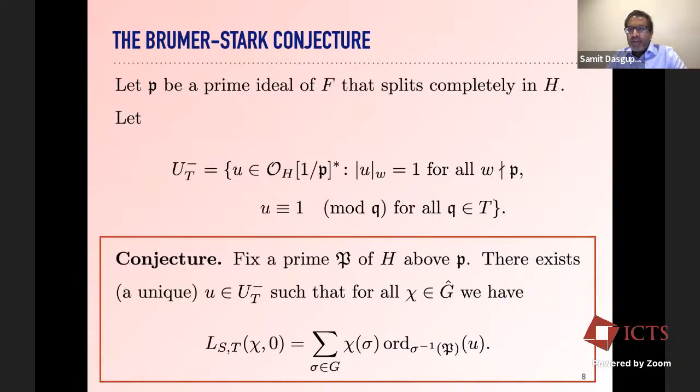So this should hold for every character chi of G. Here's the Brumer-Stark conjecture, and we've kind of proven this away from 2. So we've proven that there exists an element U in U_T tensor Z[1/2], satisfying this property. And now for today's lecture, the goal is to describe the applications of this result, or generalizations of our result, to Hilbert's problem, or to the question of explicit generation of class fields.